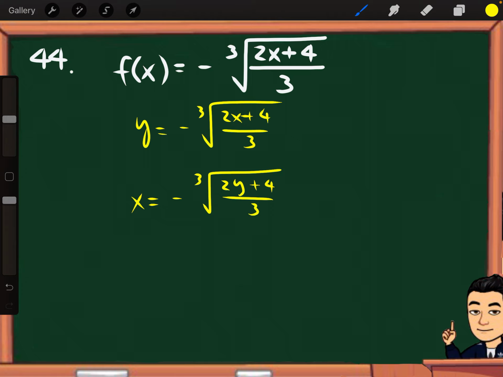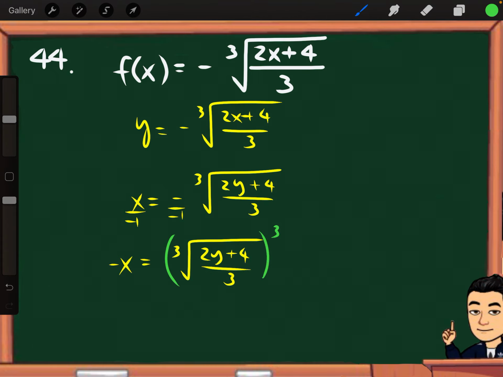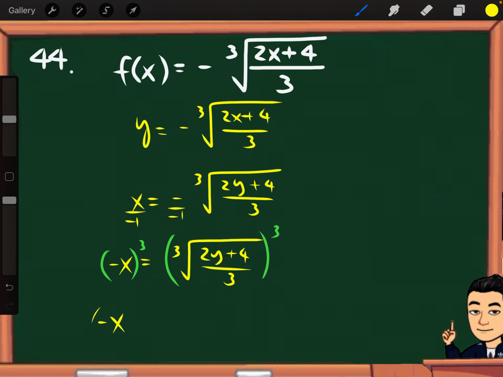All right, so now let's go ahead and divide by negative 1 on both sides. So this is going to be negative x equals the cube root of 2y plus 4 over 3. Now you can just cube both sides. After you cube both sides, it's going to be negative x to the third power. Think about that: negative x times negative x times negative x is basically going to be negative x cubed. So I'm just going to write negative x cubed is equal to 2y plus 4 over 3.